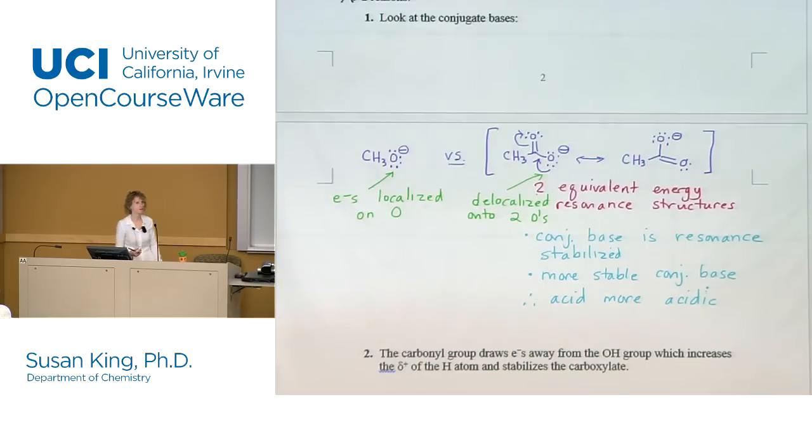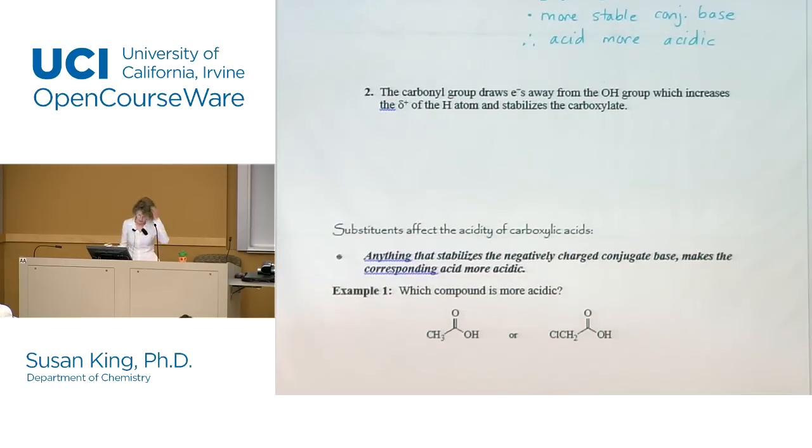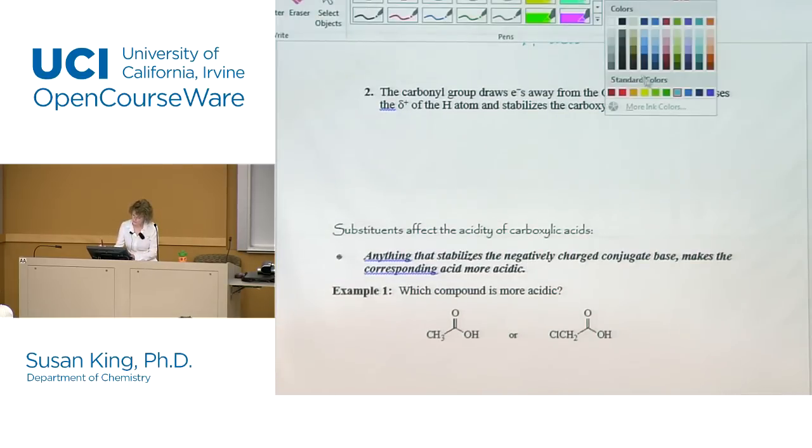So anything that we can do to stabilize the conjugate base makes the acid more acidic. Super strong acids have very, very weak conjugate bases. Okay, so just something to keep in mind. All right, so that's reason number one. And reason number two is that we actually have an inductive effect going on here that's probably not as obvious to you.